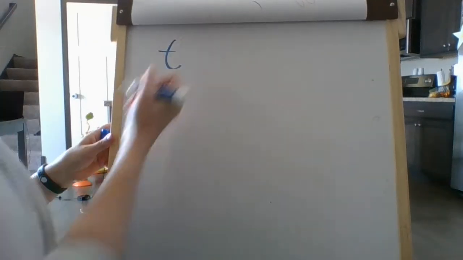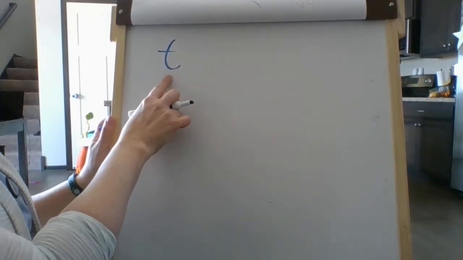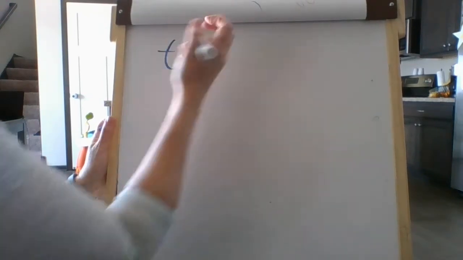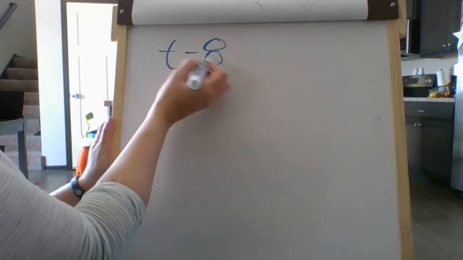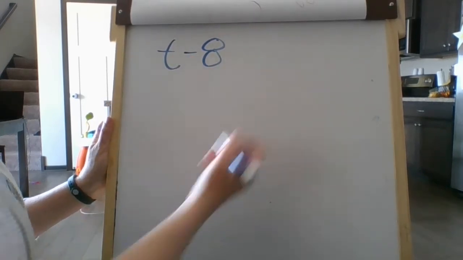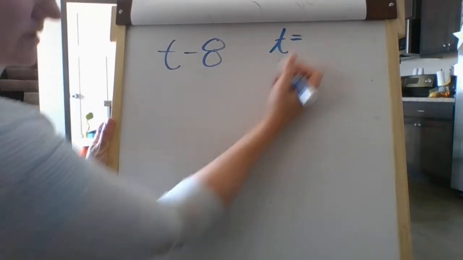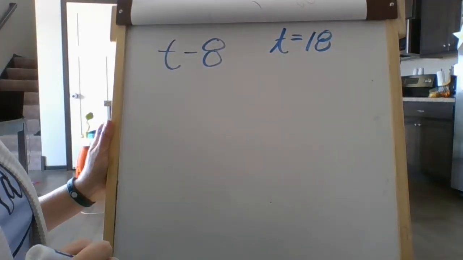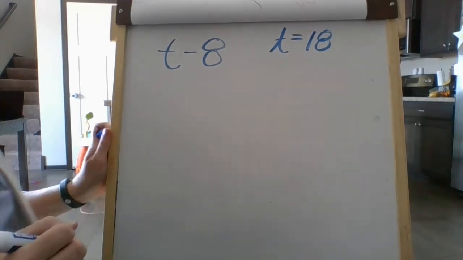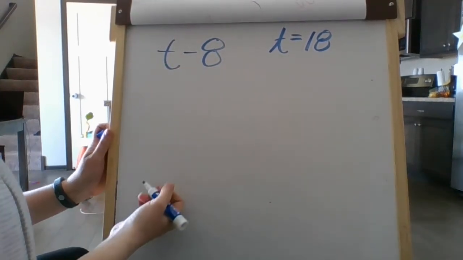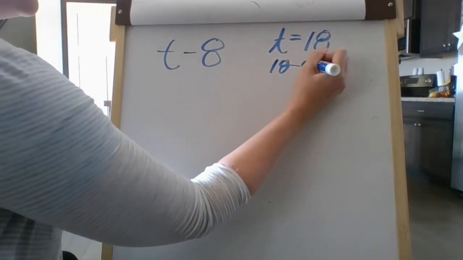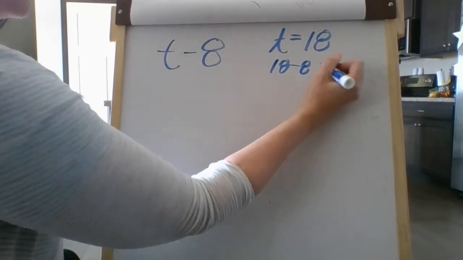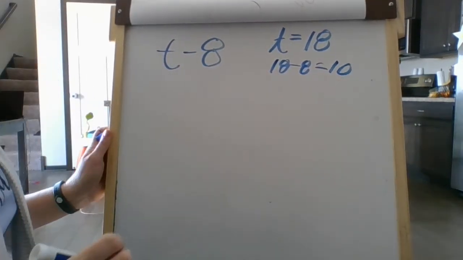All right, our first one, we're going to start pretty simple. A lot of times you're going to be seeing a capital or a cursive letter, so that's my T. So if we say T minus 8, there's our expression. We have a variable, we have an operation, and we have a number. But what if I tell you that T equals 18? We can take that number that they give us, 18, and substitute it in for T. So it's the same as saying 18 minus 8, and our answer is going to be 10.